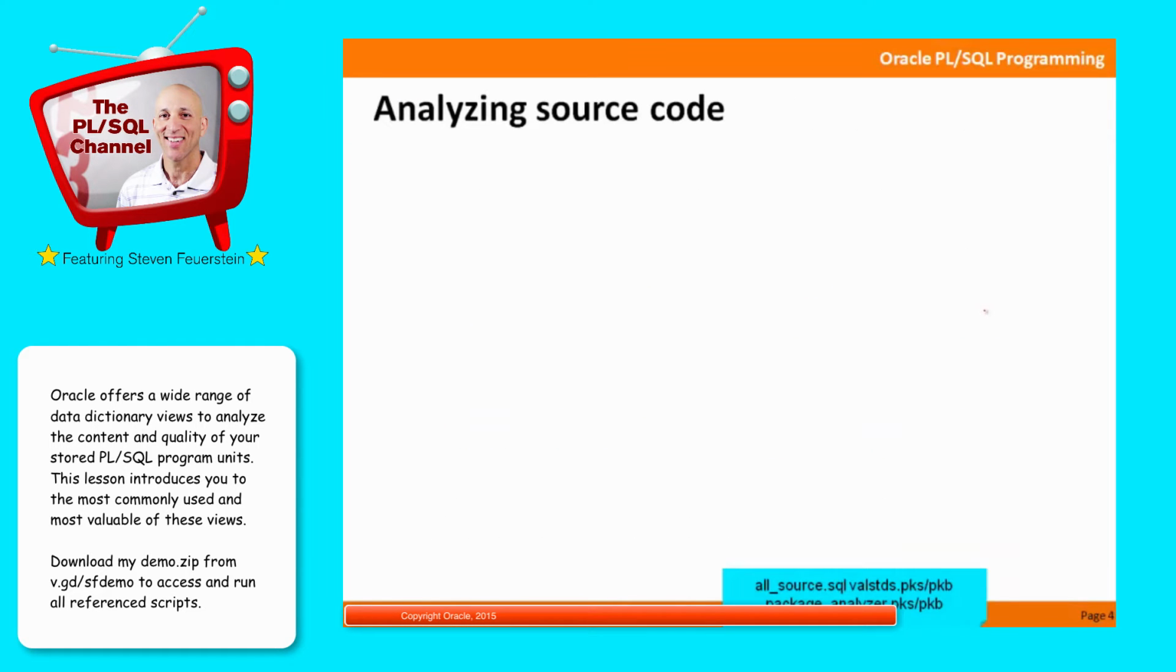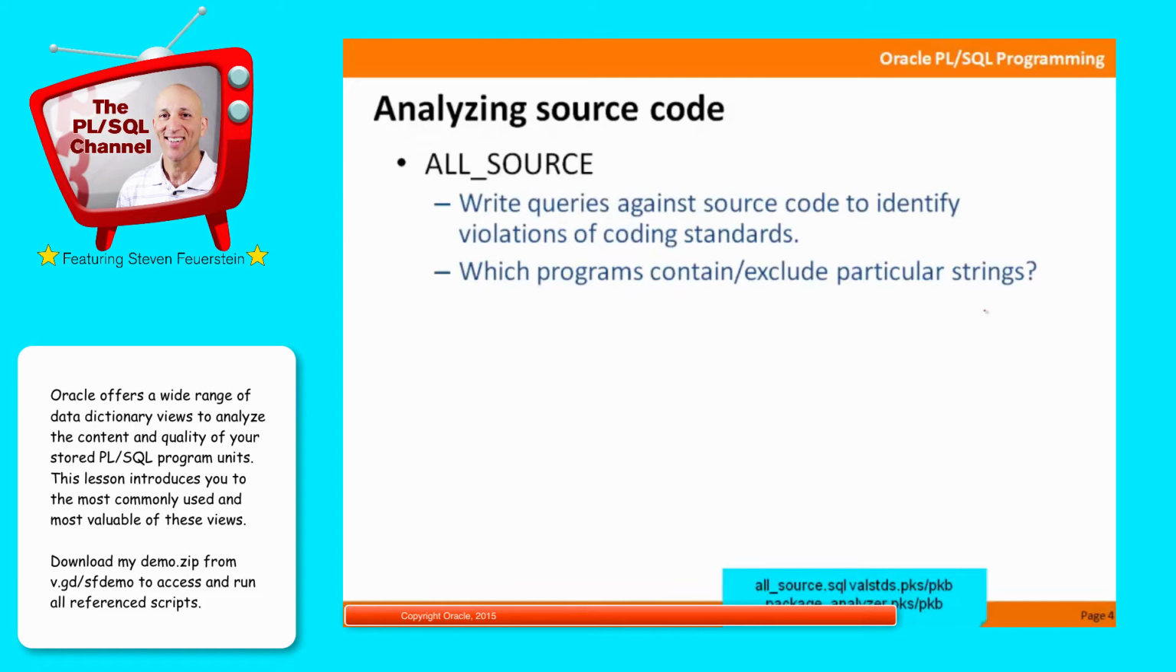Well, let's start with the most basic, which is the ALL_SOURCE data dictionary view, analyzing source code. So the ALL_SOURCE view gives you access to all the source code of programs you own and programs you have execute authority on. So you can write queries against the source code to identify violations of coding standards. You can find which programs contain and exclude particular strings.